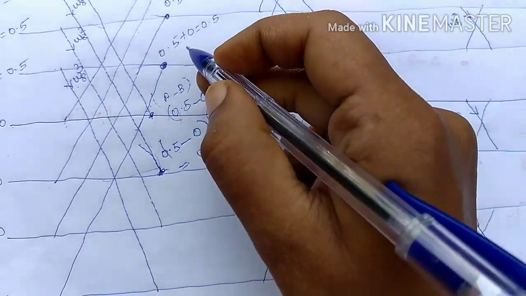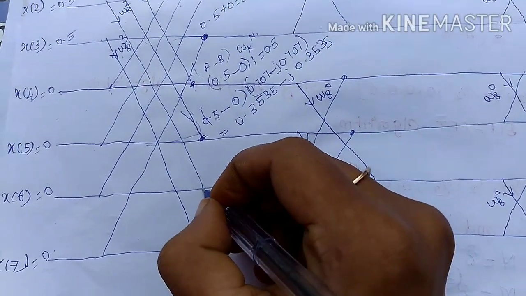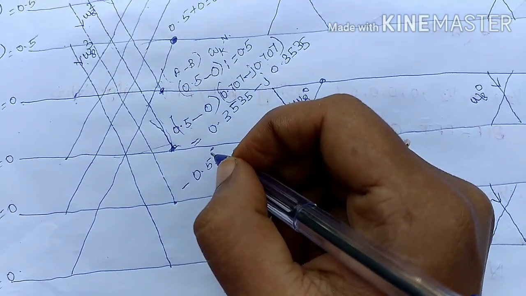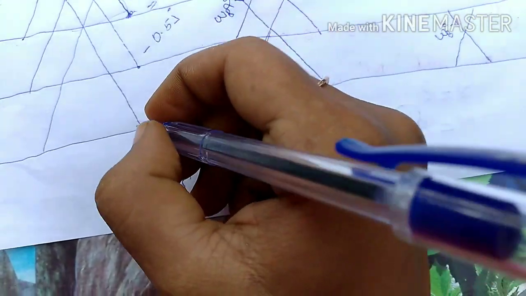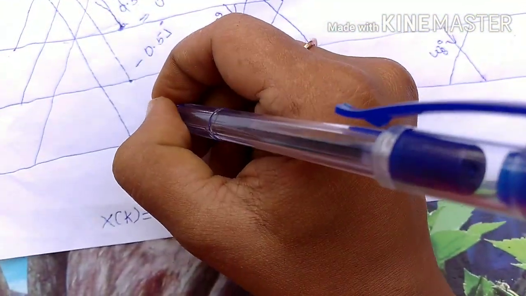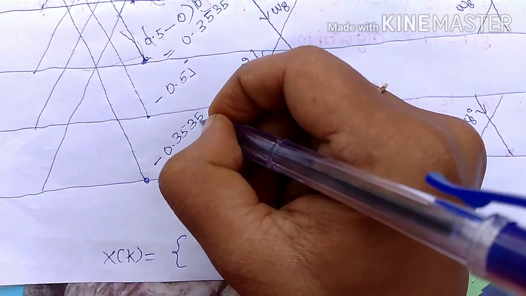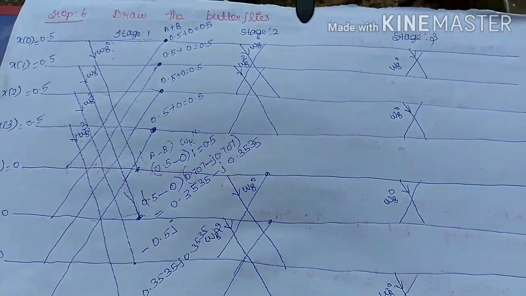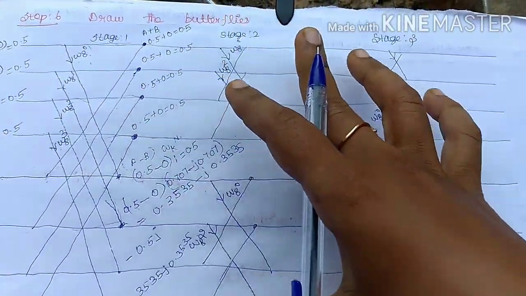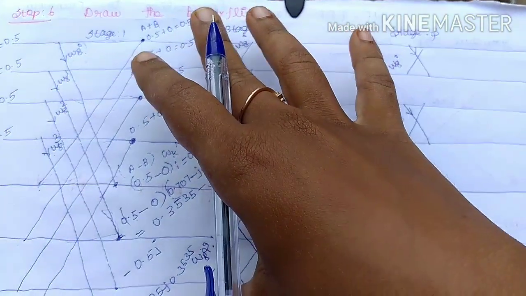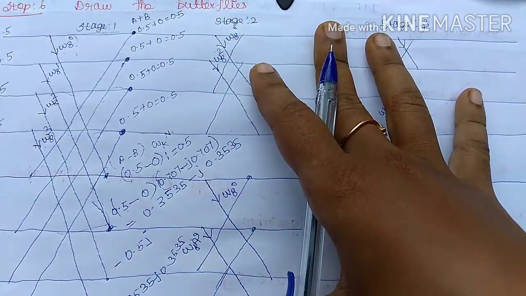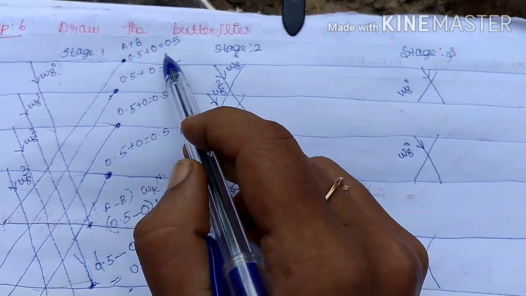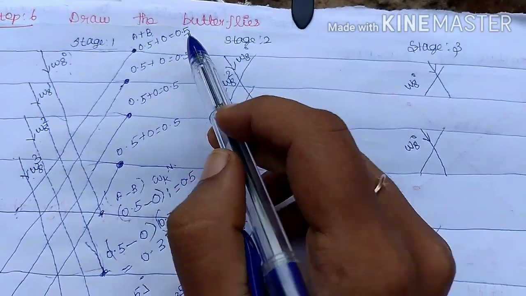Okay, so like this we calculate all these values, and the answers become minus 0.5, then for this point minus 0.3535 minus j 0.3535. So here, listen, we are completing the stage 1 outputs. For stage number 2, the stage number 1 outputs are converted to the inputs of stage number 2. For the first line, the output of stage number 1 is 0.5, right? So this is an input of stage number 2.